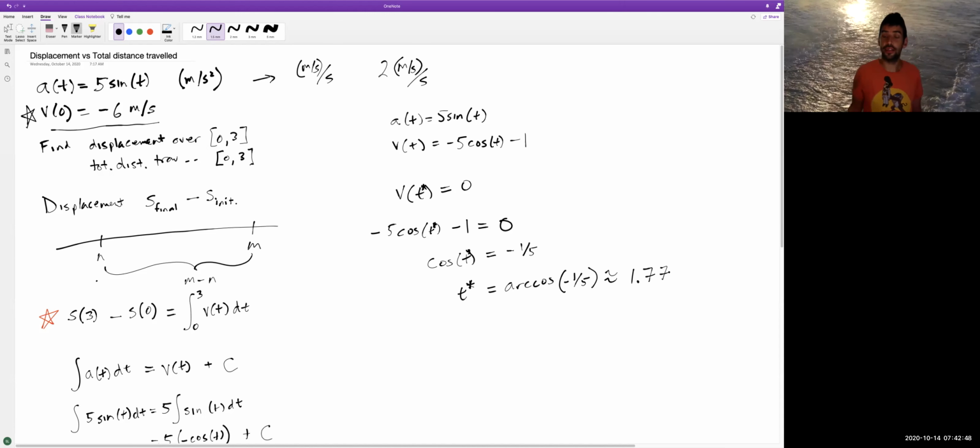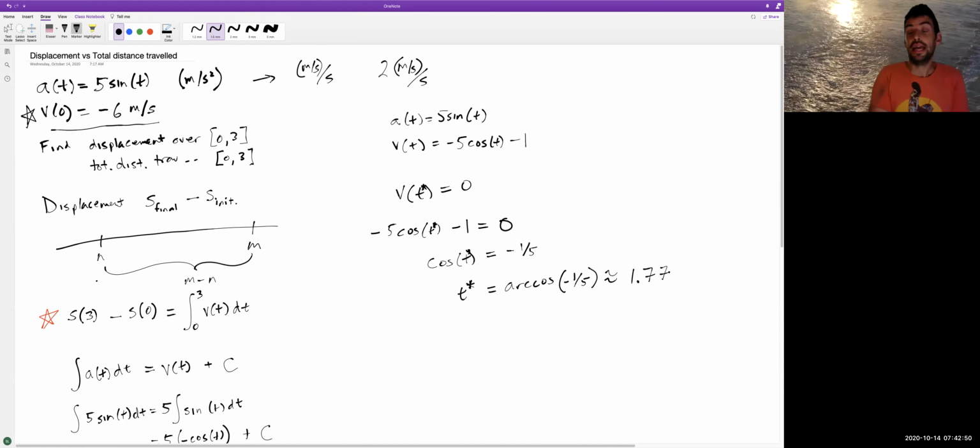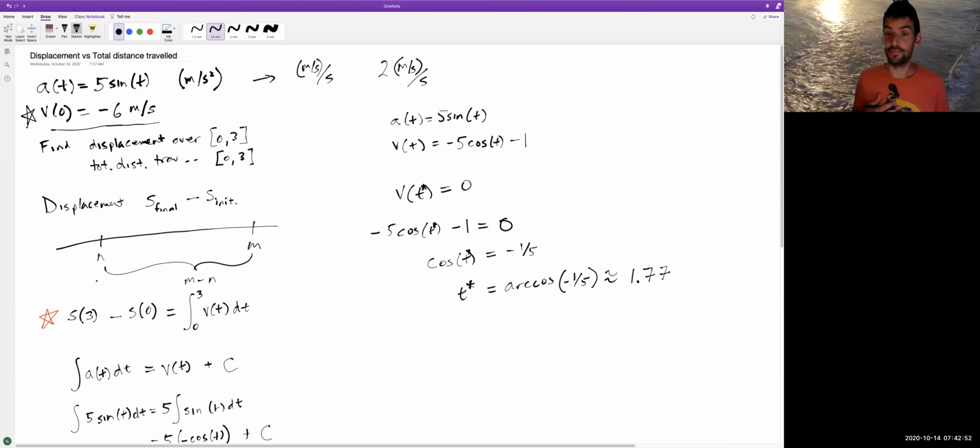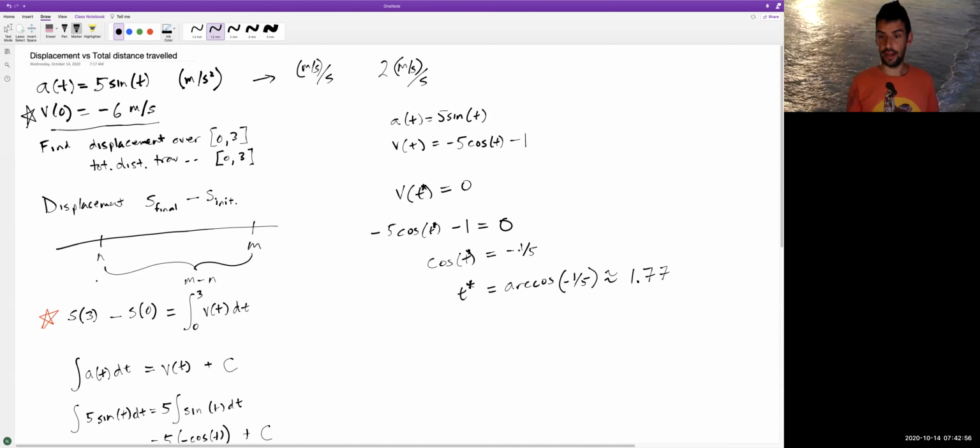Okay, so what does it tell us? It tells us after almost 2 seconds, our velocity is 0, right? And after that, it's going to be positive, right?